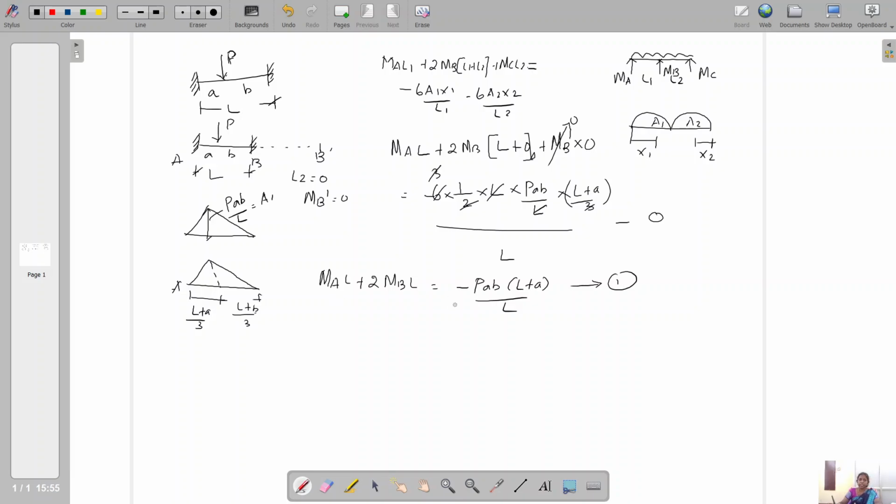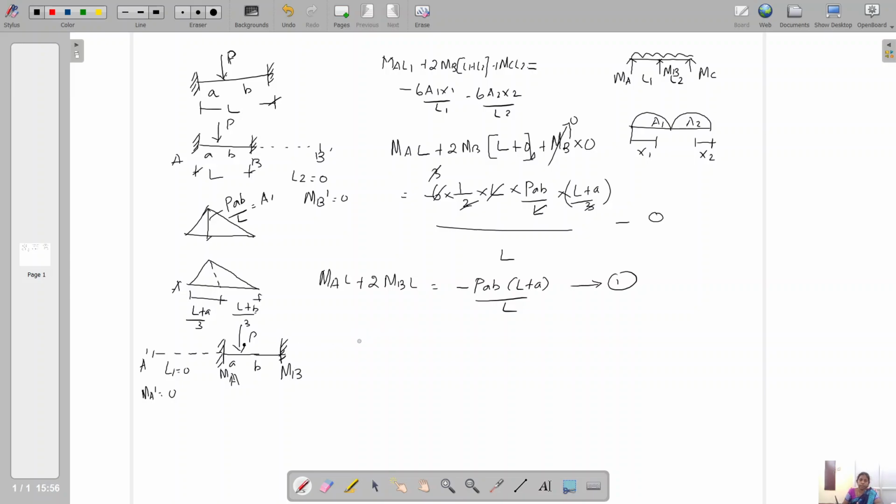Similarly, you consider an imaginary span on the right side for the same system of loading, because we have two unknowns, and for solving two unknowns we need two equations. So the same loading is considered on the right side span. L1 is now 0 and I am going to name this point A dash, with MA dash equal to 0. Here the normal MA will exist and also MB will exist.